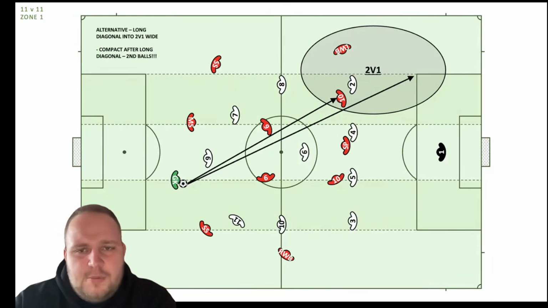So when we had, for example, patterns of play in training, we'd often look at what is a trigger, what is a signal. Okay, if we're coming back here now, by the time that this ball is moving to the goalkeeper, we're already starting to set up that long diagonal.